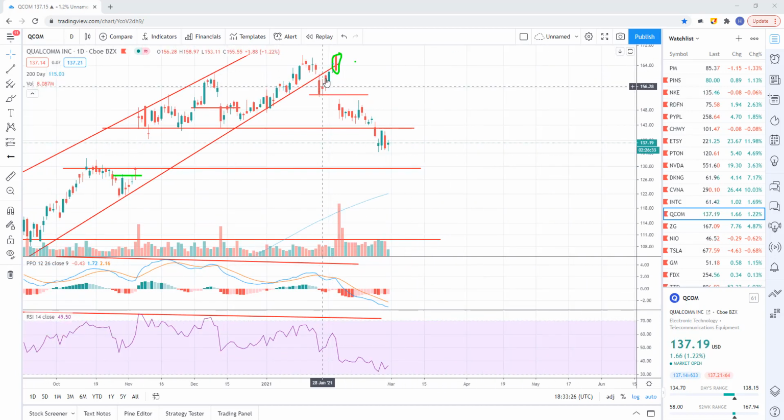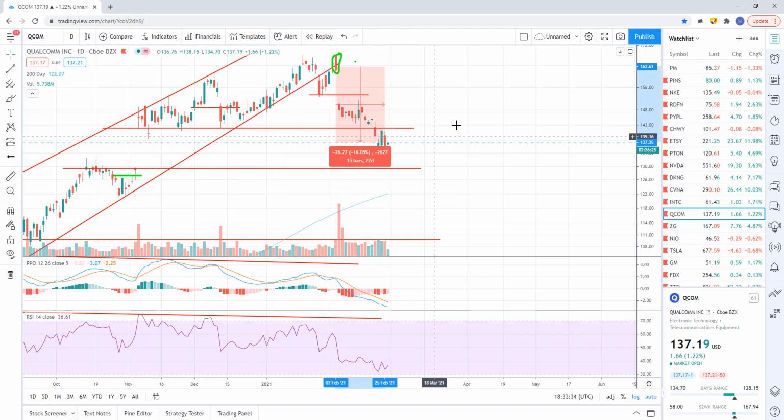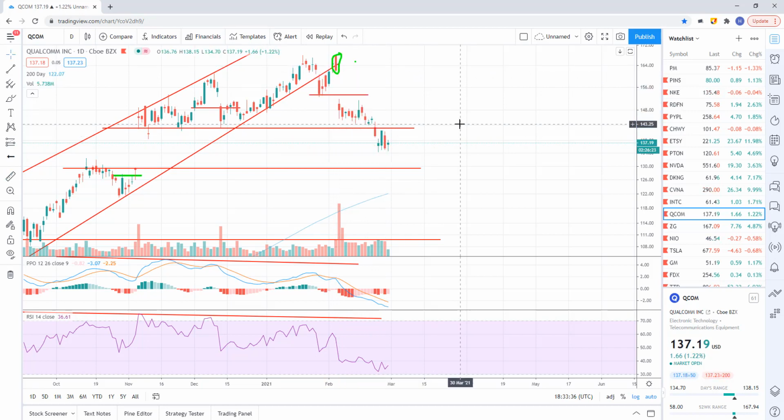We broke, did a backtest, and then it failed. So really from that backtest, this thing dropped about 16% in just a matter of a few days, or a couple weeks, I guess. Pretty good gain. The problem that I have with this one is, one, people love this stock because it's tied to Apple, so it's kind of an institutional stock.